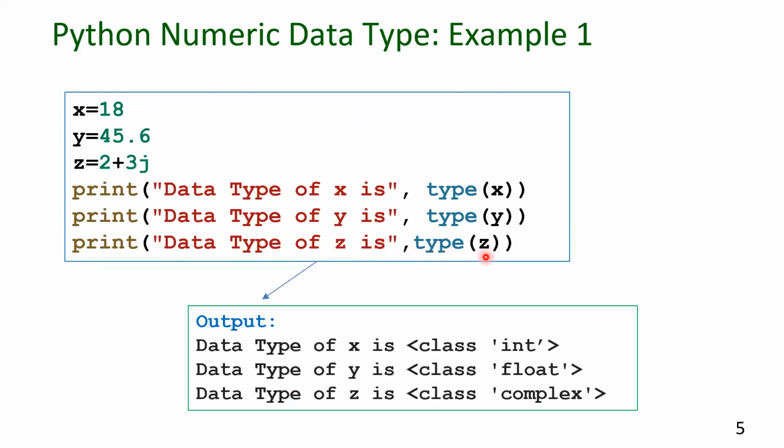and the data type of z by using type of z. If you look at the output, the data type of x is class int, the data type of y is class float, and the data type of z is class complex. Remember, nowhere have we declared the variables x, y and z as integer or float or complex. Based on the value that is assigned to a particular variable, the variable is made an object of the corresponding class.